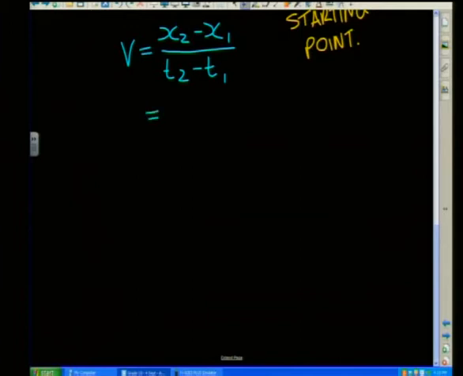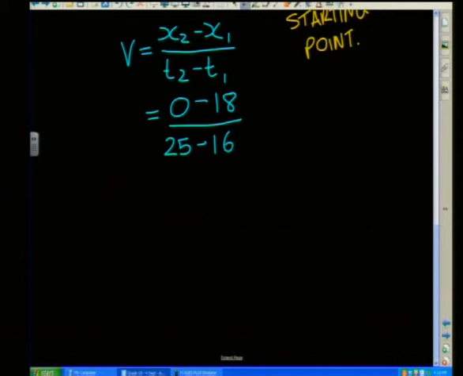I know that the average velocity, and that's a word that I'm going to throw around a little bit, is my final displacement, which is 0, minus my initial displacement, which was 18. That's how far away I was. My final time at the bottom was 25 seconds, minus my initial time, which was 16 seconds. Okay, let's just stop there for a second and take in where all these numbers came from.